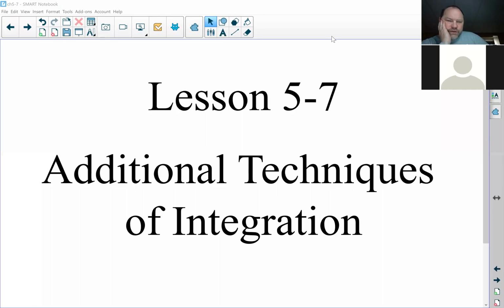Today is going to be kind of a later day, a good day to end the week on. We're going to look at one additional method for integration, and it's used when you have rational functions.